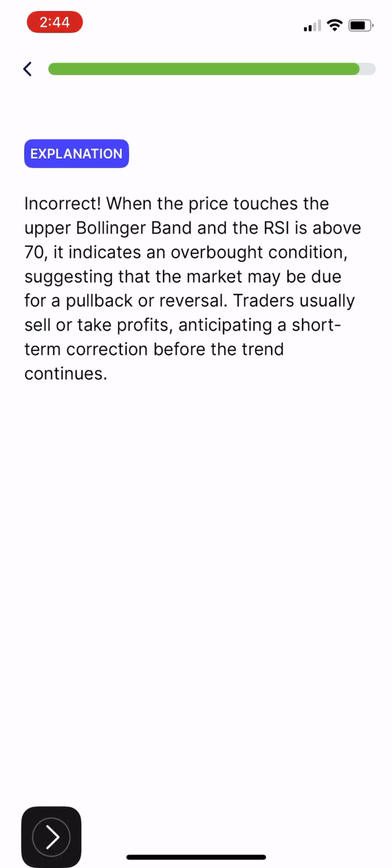Explanation. Incorrect. When the price touches the upper Bollinger Band and the RSI is above 70, it indicates an overbought condition, suggesting that the market may be due for a pullback or reversal. Traders usually sell or take profits, anticipating a short-term correction before the trend continues.